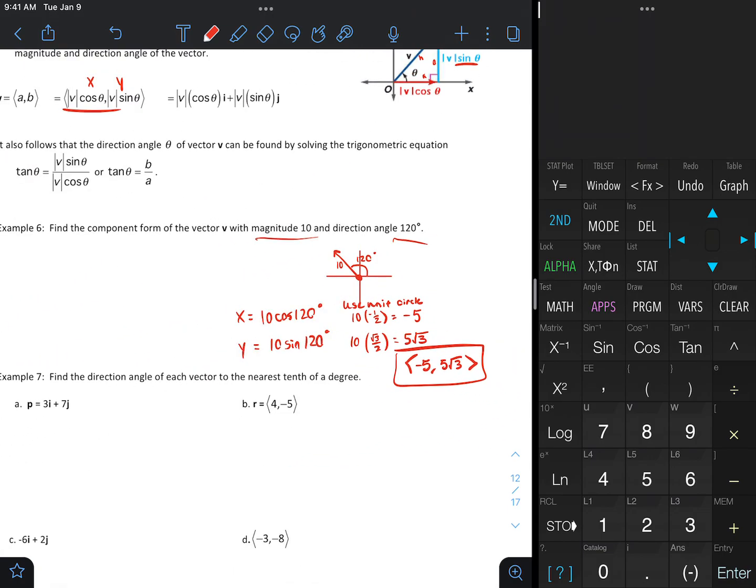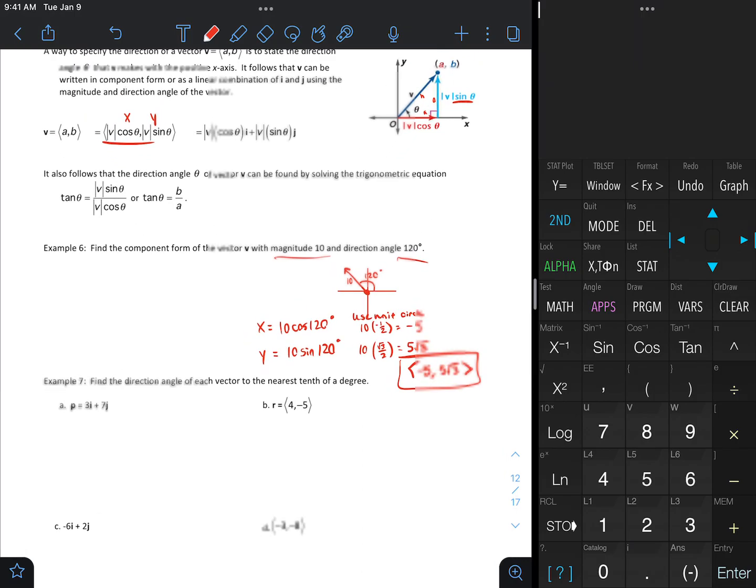And that'll actually help us with some of the word problems that we looked at. I think we started some of those in 8.1. We can use this whole idea of splitting it up, magnitude times cosine and magnitude times sine, to get component form. It makes it easier to add your vectors up. So that's the big idea there.